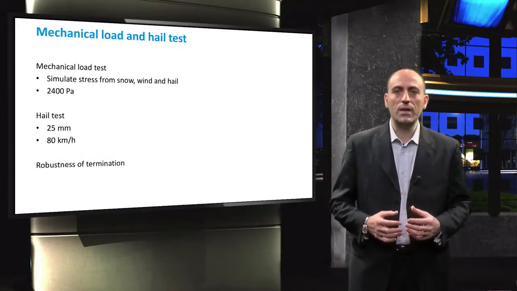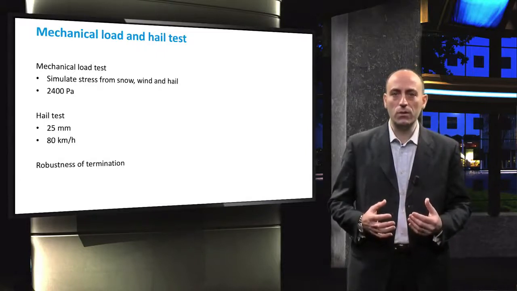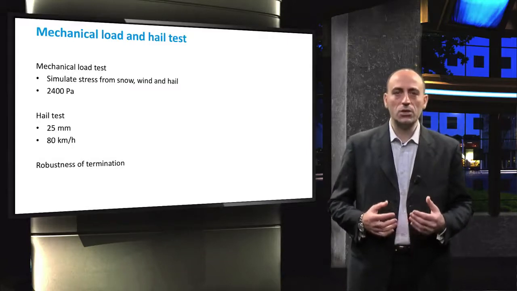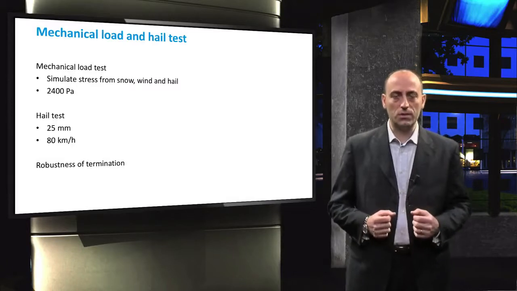Another mechanical test is the robustness of termination test. This test simulates assembly and various handling actions the module might experience during its lifetime. Various parts of the module, like wires, screws, and connectors, are subjected to tensile and torque stresses.